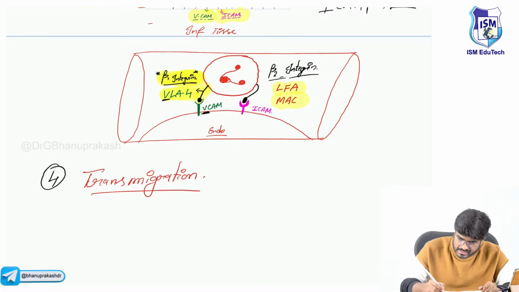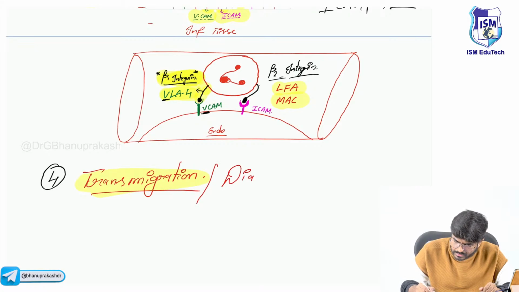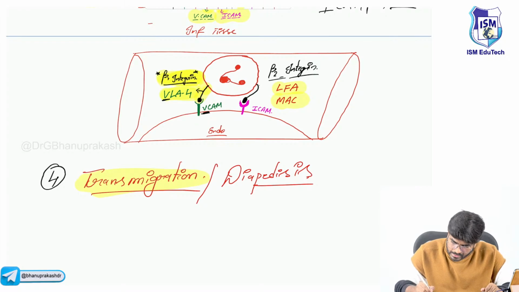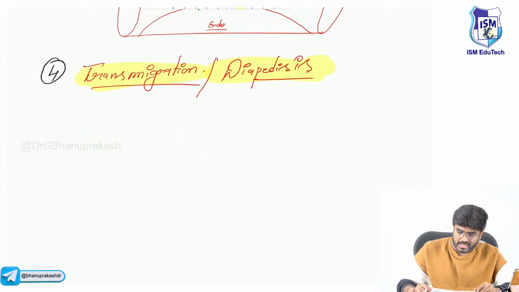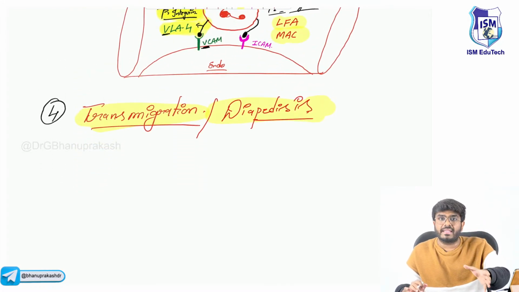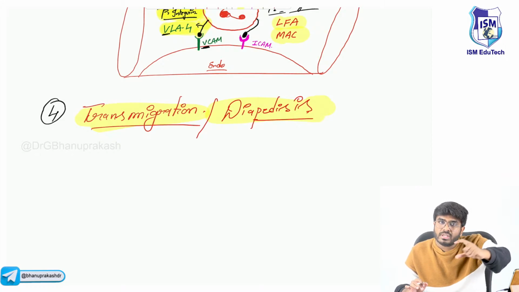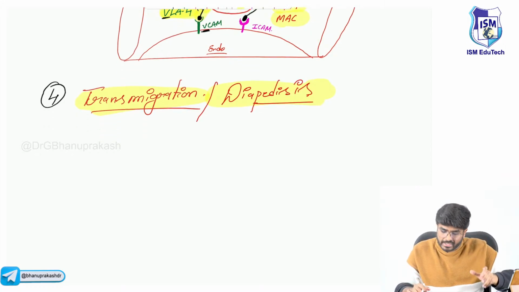This is a question which was asked in the FMG exams and NEET PG exams also. Transmigration, which is also called as diapedesis. So transmigration or diapedesis. What exactly is this transmigration or diapedesis? Trans means through the blood vessels. Migration. Who is migrating?